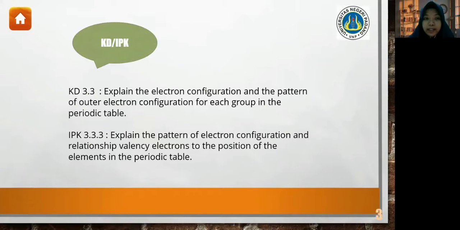KD or IPK, there is KD 3.3: Explain the electron configuration and the pattern of outer electron configuration for each group in the periodic table. For IPK 3.3.3, they are explain the pattern of electron configuration and relationship of valency electrons to the positions of the elements in the periodic table.